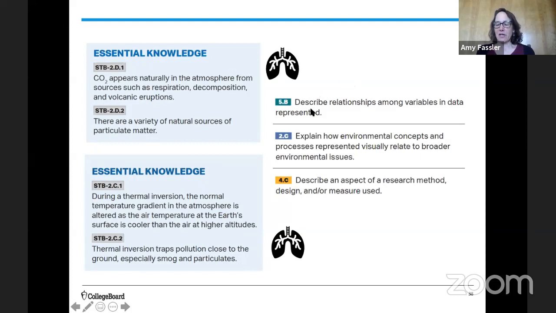These were the skills that we really focused on. We looked at the relationship among variables in the data, when we looked at that NO to NO2 to ozone graph, how those concentrations change throughout the day. We looked at the thermal inversion. That would be a good example of being able to explain an environmental concept represented visually. And we looked at describing aspects of a research method, design, and or measure used.